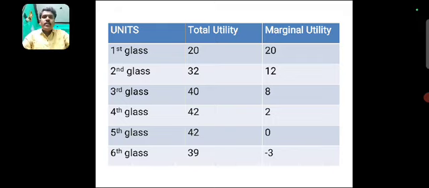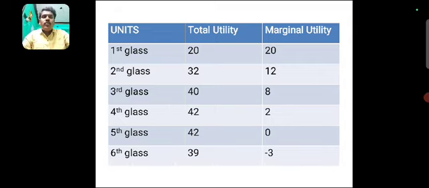When the consumer drinks the first glass of water, he gets 20 utils of total utility and 20 utils of marginal utility. When he goes for the second glass, he gets 32 utils of total utility and 12 utils of marginal utility. Further, he goes for a third glass, he gets 40 utils of total utility and 8 marginal utils.